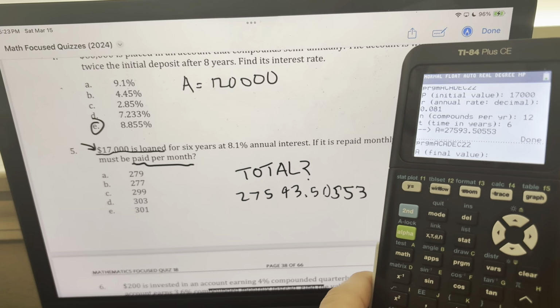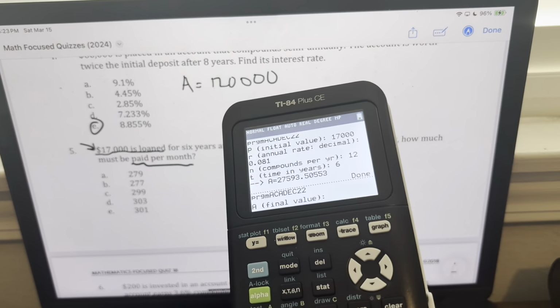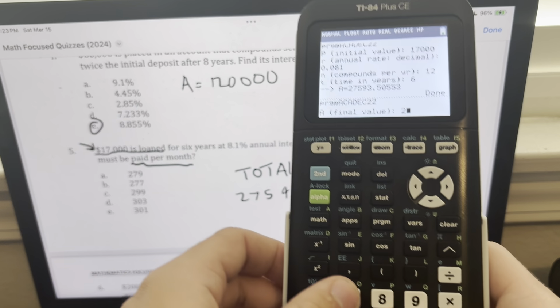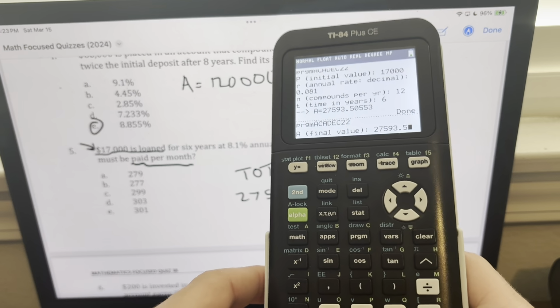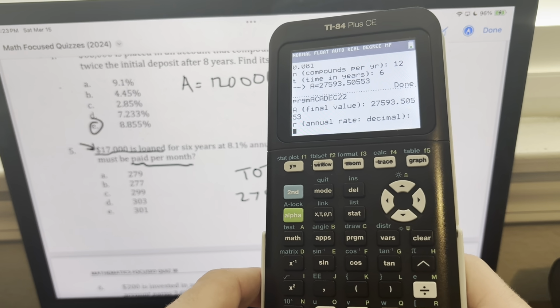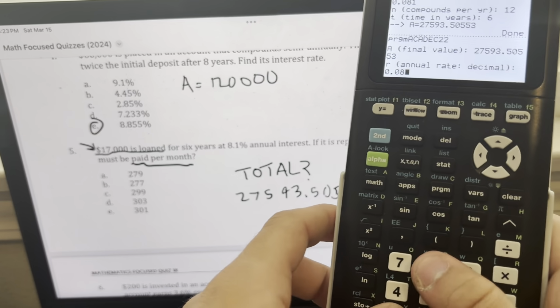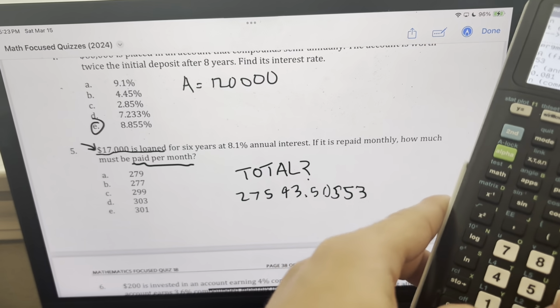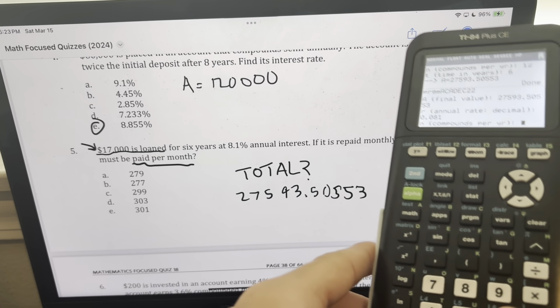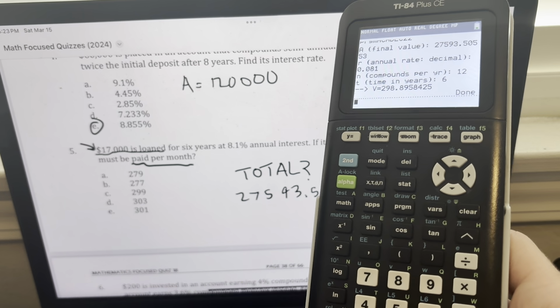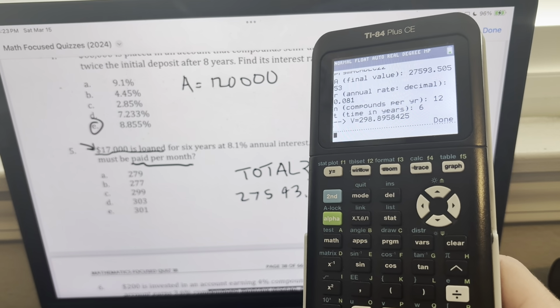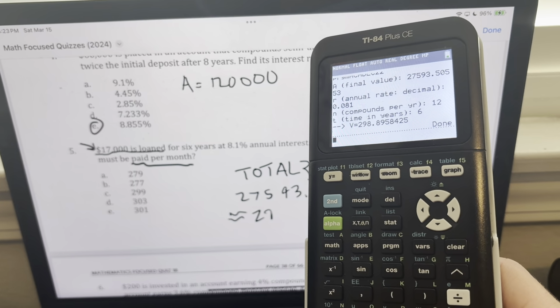And now that we have the final value, we can say, would you look at that? It's 27,593.50553. The annual rate, 0.081. Compounds per year, we have monthly, so 12. Time in years, 6 years. And we get our payment amount of just about $2.99.